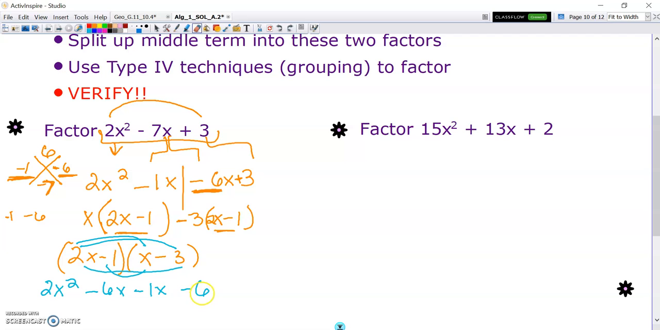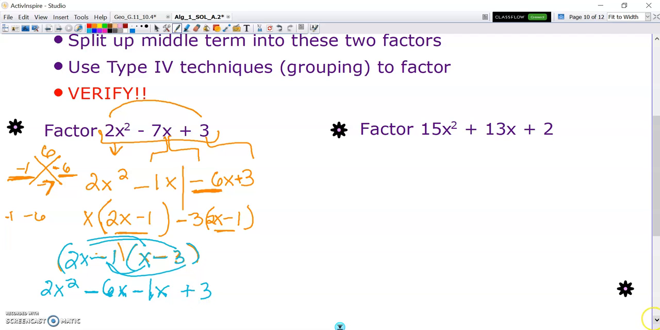Oops, I did my foiling wrong. Let's go ahead and check that. I said it was 2x times negative 3, but that's not correct. Were you checking that with me? Let's see. This one was 2x minus 1, and over here we had x minus 3. We did 2x times x to get 2x squared. We did 2x times negative 3 to get the negative 6x. Then we do negative 1 times x to get negative 1x, and we do negative 1 times negative 3 to get the positive 3.